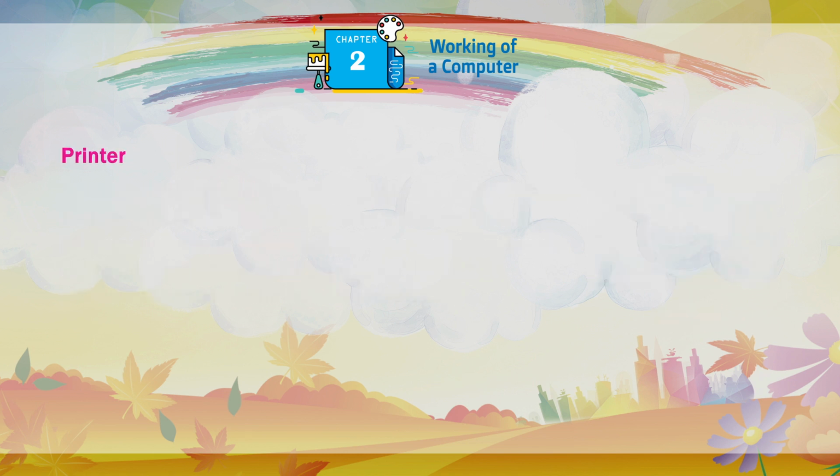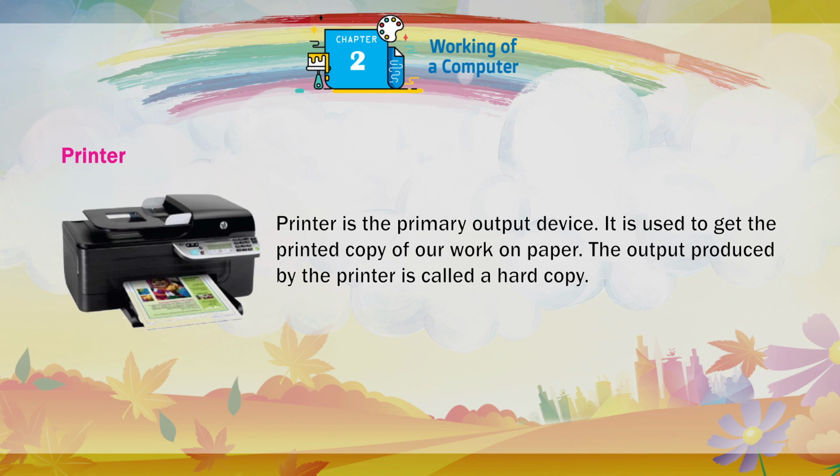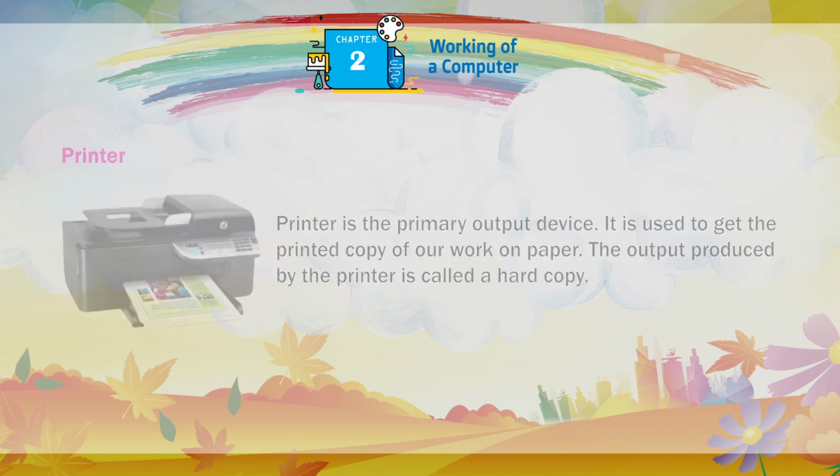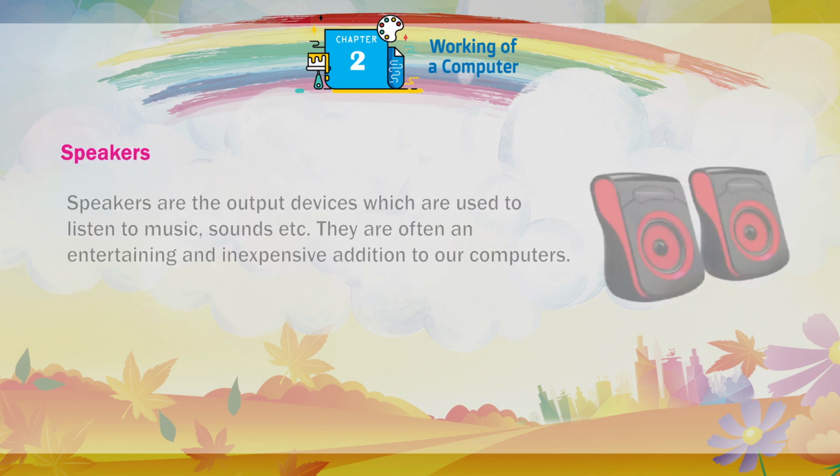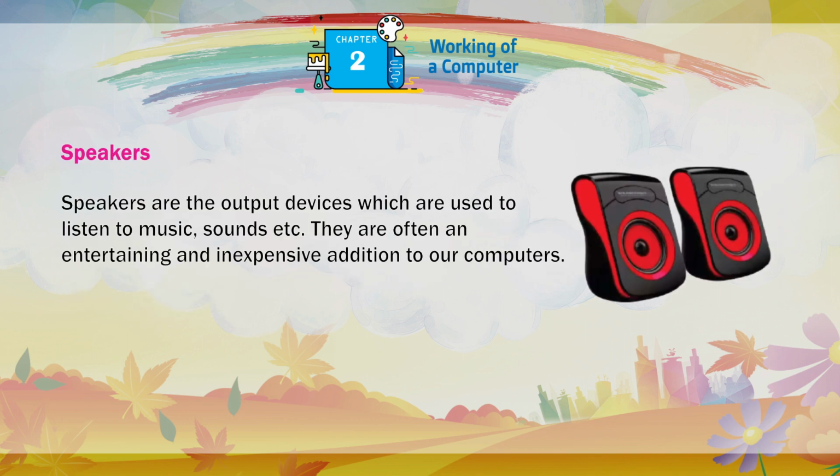Printer. Printer is the primary output device. It is used to get the printed copy of our work on paper. The output produced by the printer is called a hard copy. Speakers. Speakers are the output devices which are used to listen to music, sounds, etc. They are often an entertaining and inexpensive addition to our computers.